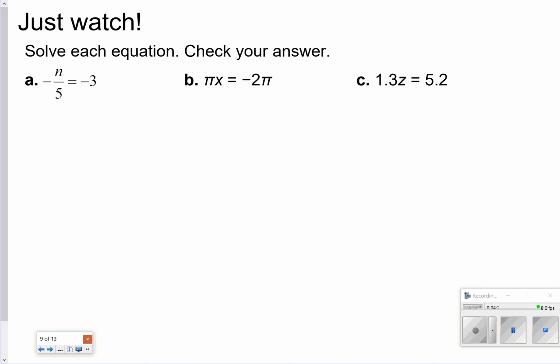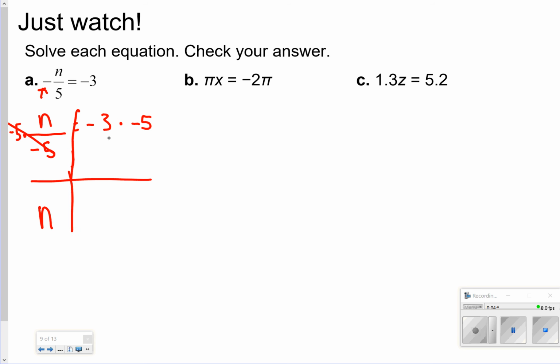Alright, so these are a few examples you're going to be seeing. The first one in letter A, you're going to be seeing a division sign, and we're actually dividing by a negative. If you see this negative right here, so really it's n divided by negative 5 is equal to negative 3. Okay? Because we see division, what we're going to do to get rid of division is multiply. So I'm going to multiply both sides by negative 5. Dividing by negative 5 and multiplying by negative 5 cancels out. So I'm left with n on the left side, and negative 3 times negative 5 is positive 15. So n is equal to positive 15.